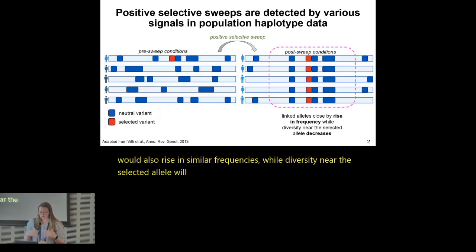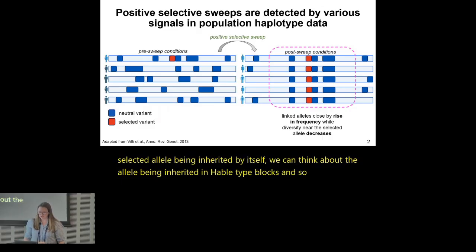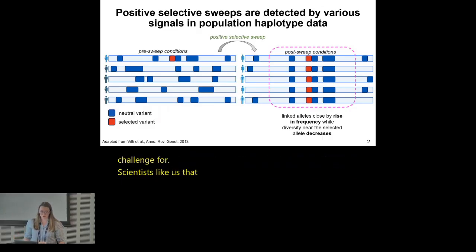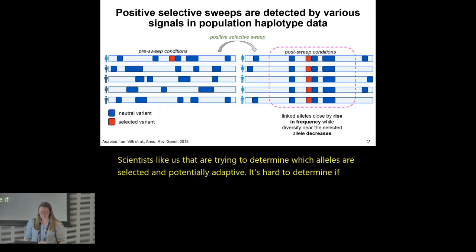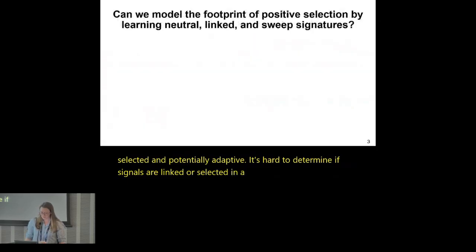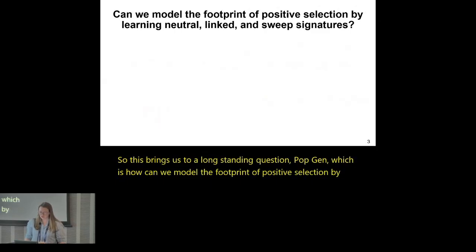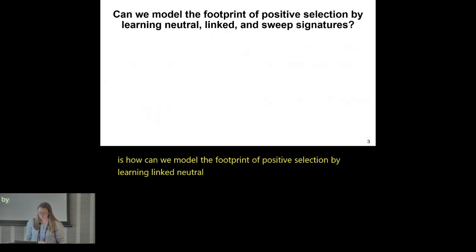So instead of thinking about the selected allele being inherited by itself, we can think about the allele being inherited in haplotype blocks. And so this poses a challenge for scientists like us that are trying to determine which alleles are selected and potentially adaptive, if it's hard to determine if signals are linked or selected in a population. So this brings us to a longstanding question in PopGen, which is, how can we model the footprint of positive selection by learning linked, neutral, and sweep signatures?